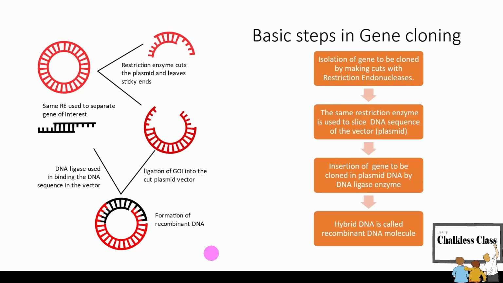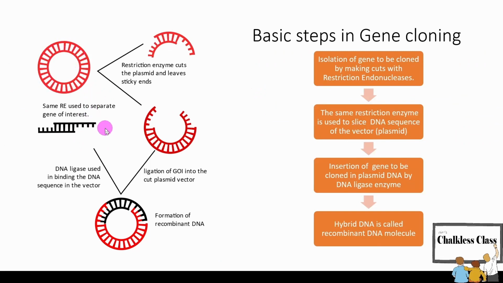What are the basic steps in gene cloning? The basic steps in gene cloning are isolation of the gene of interest. For this, we use restriction endonucleases. With the same restriction endonucleases, we have to cut the vectors. Here, the vector is a plasmid.